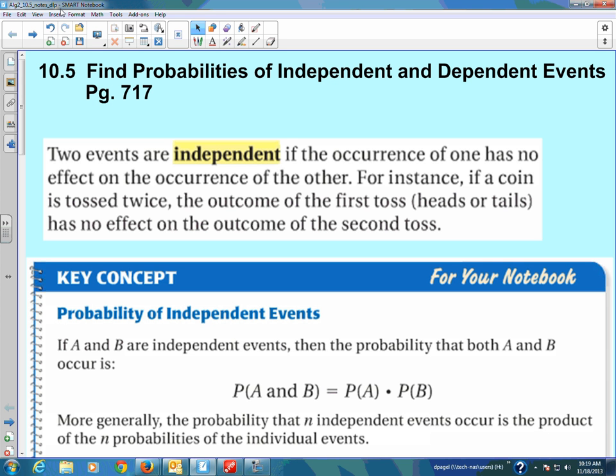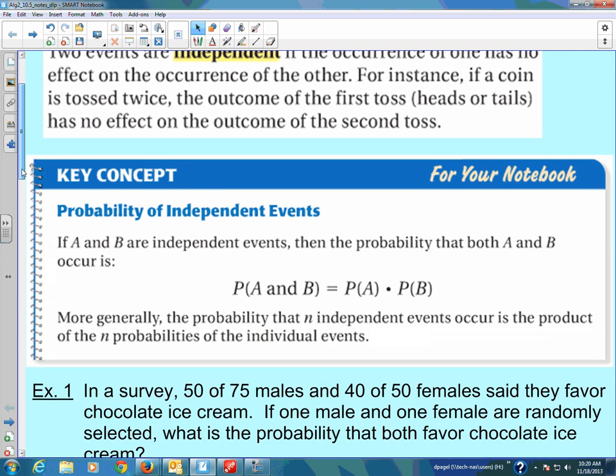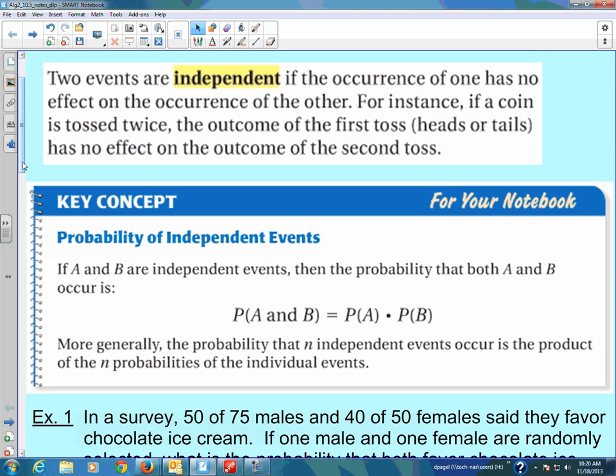So, some independent events. Two events are independent if the occurrence of one has no effect on the occurrence of the other. And they give an example here. For instance, if a coin is tossed twice, the outcome of the first toss, being heads or tails, has no effect on the outcome of a second toss. So, they are independent of one another. And when you have independent events, as with dependent events, we'll see in just a little bit, this is when we're going to multiply our probabilities together. Probability of event A and B equals the probability of A times the probability of B.